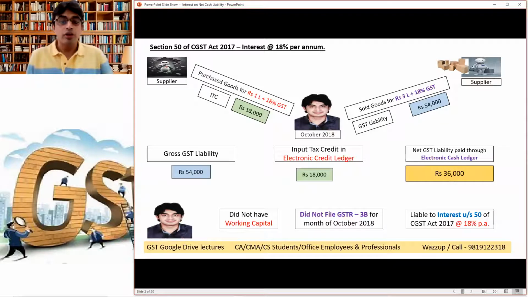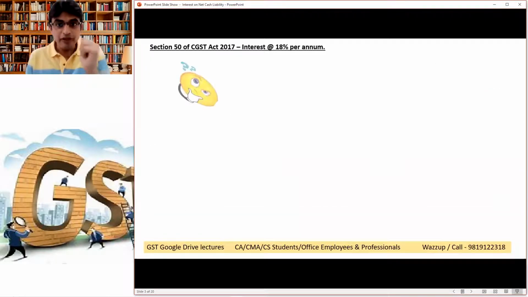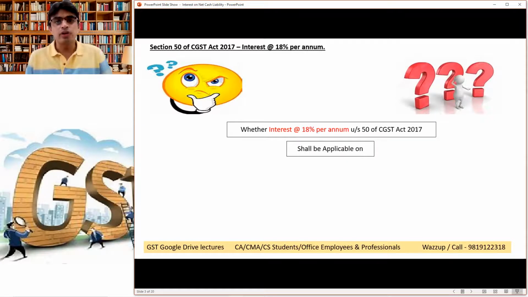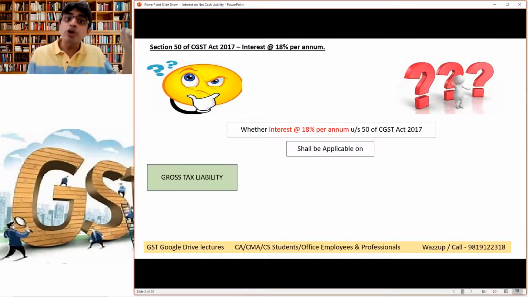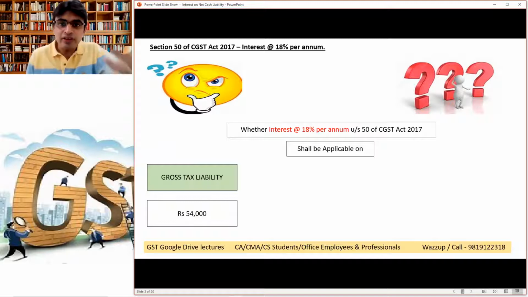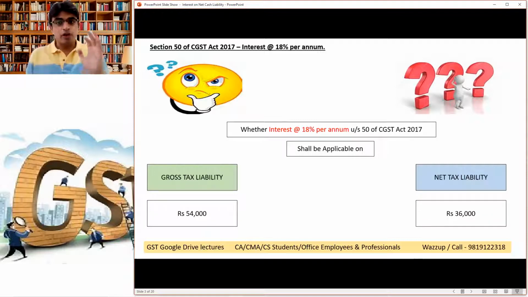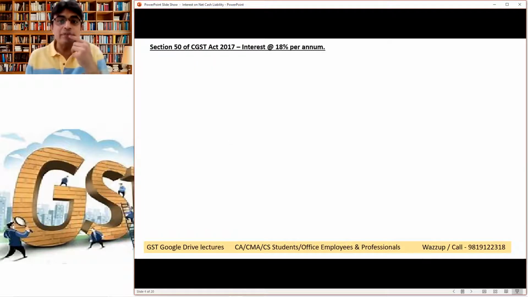18% interest will be charged. But one query, I have one query for all of you. This interest which I just now said under Section 50 at the rate of 18%, will it be applicable on gross tax liability prior to ITC, 54,000, or on net tax liability after input tax credit, 36,000? On what amount is interest applicable?